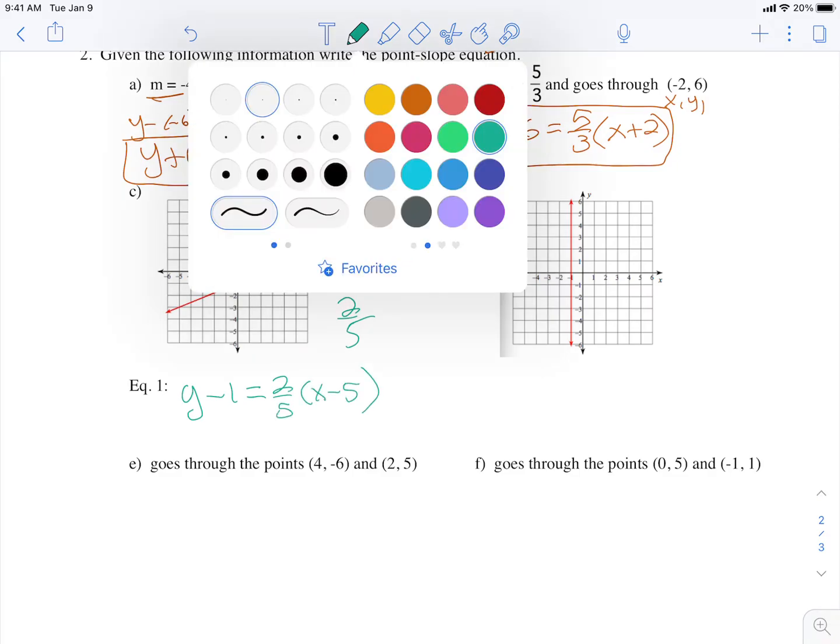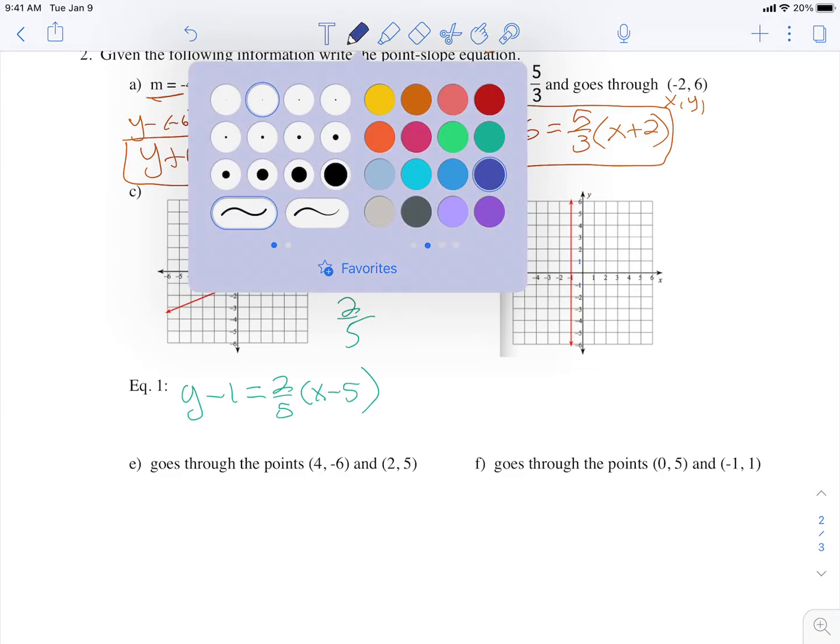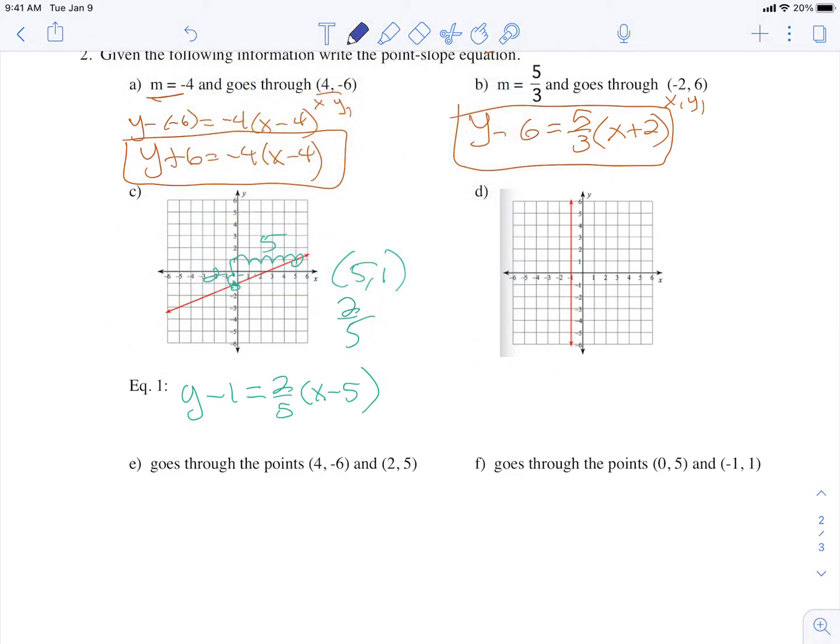But let's say you're like, you know what, I like y-intercepts. That's okay. You can use your y-intercept. This point is 0, -1. So your equation would be y plus 1 is equal to 2/5 times x minus 0. They're both correct. That's the nice thing about this form, there's an infinite number of correct answers. This is correct also. Whatever point you picked is fine.